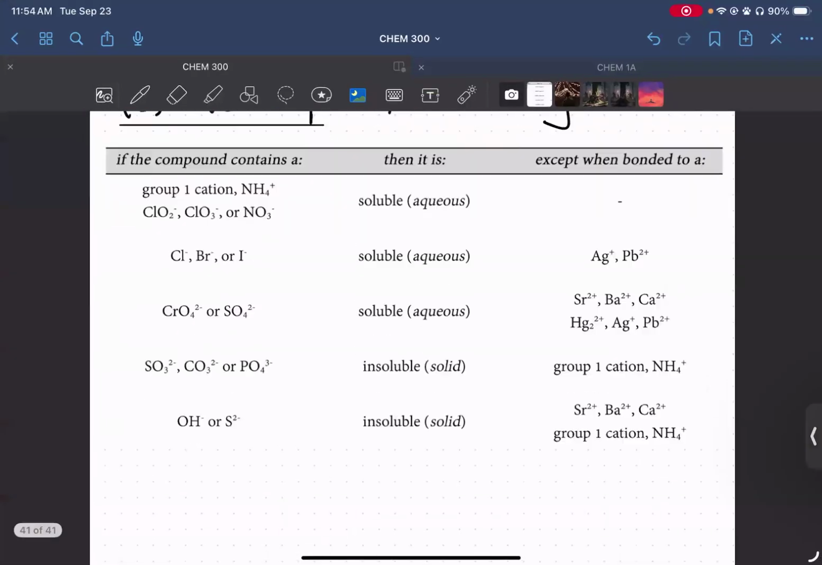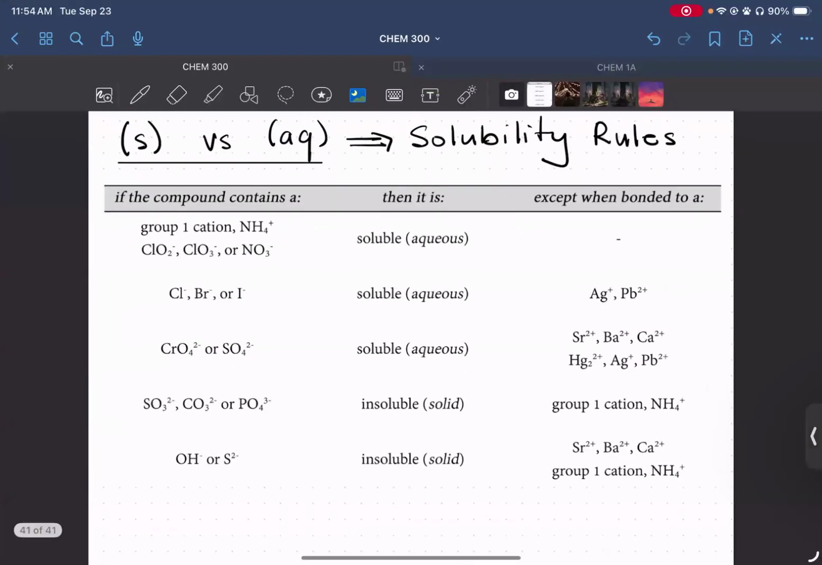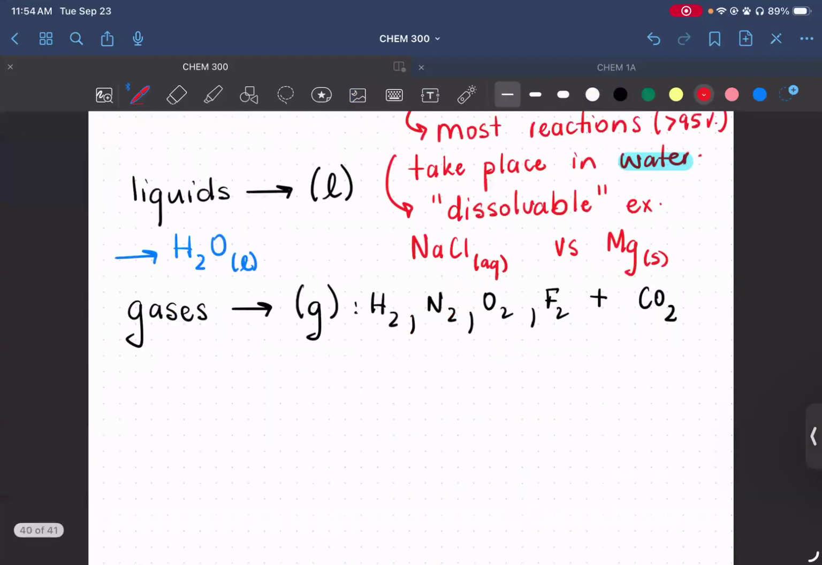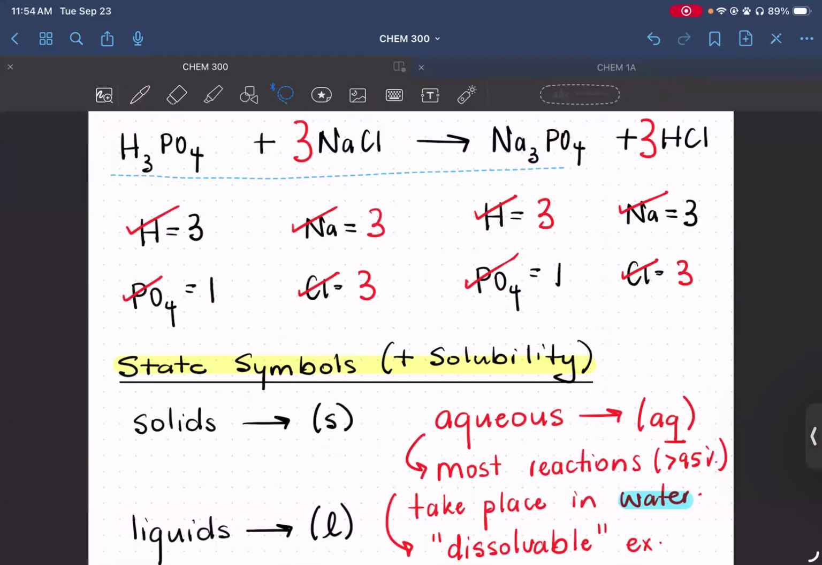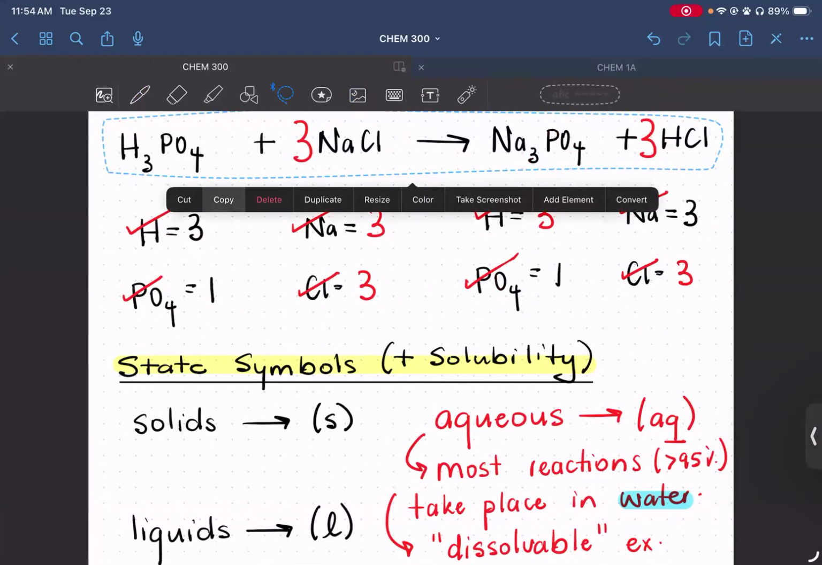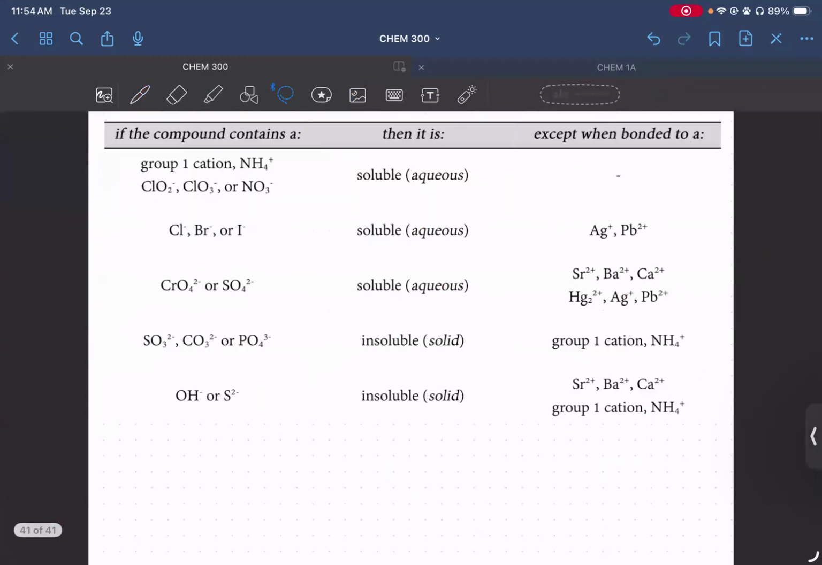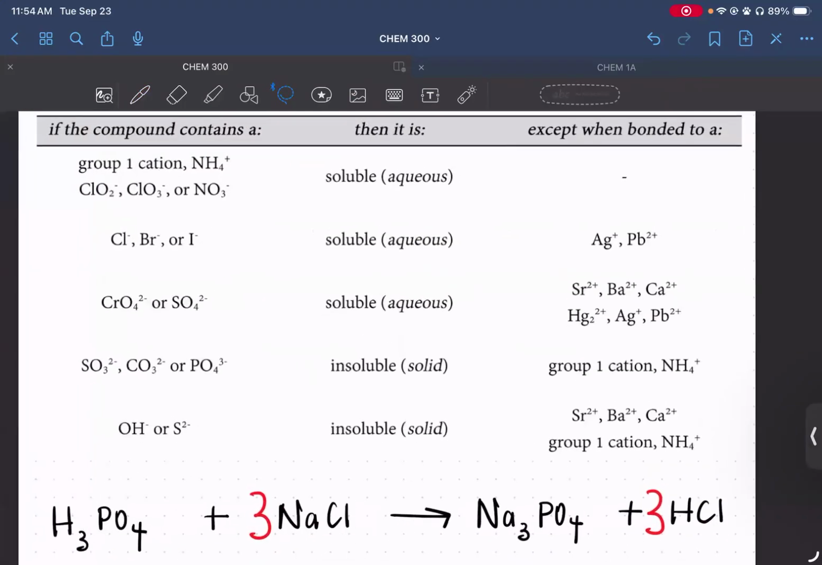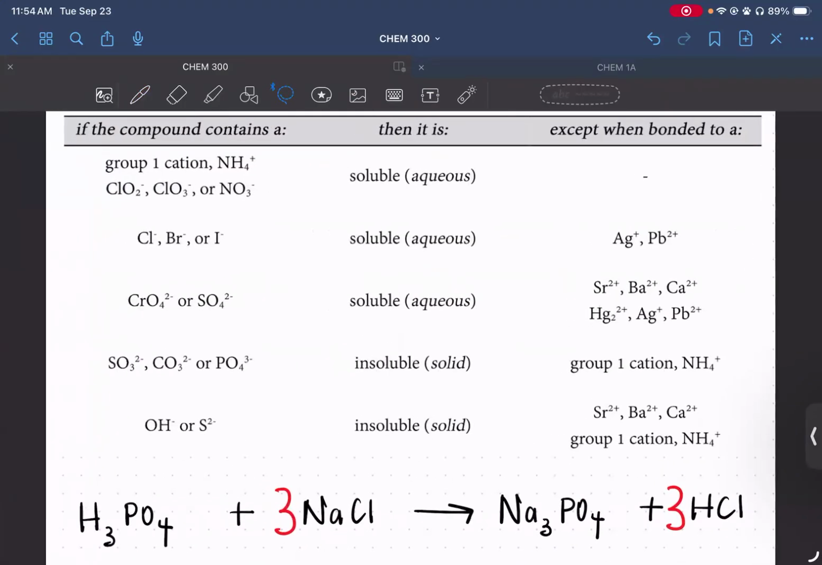So let's try it. Let's start with an easy one. Let's go back to one of the reactions we just did, this H3PO4 reaction. We just balanced it. Let's now incorporate state symbols and understand how to read this.